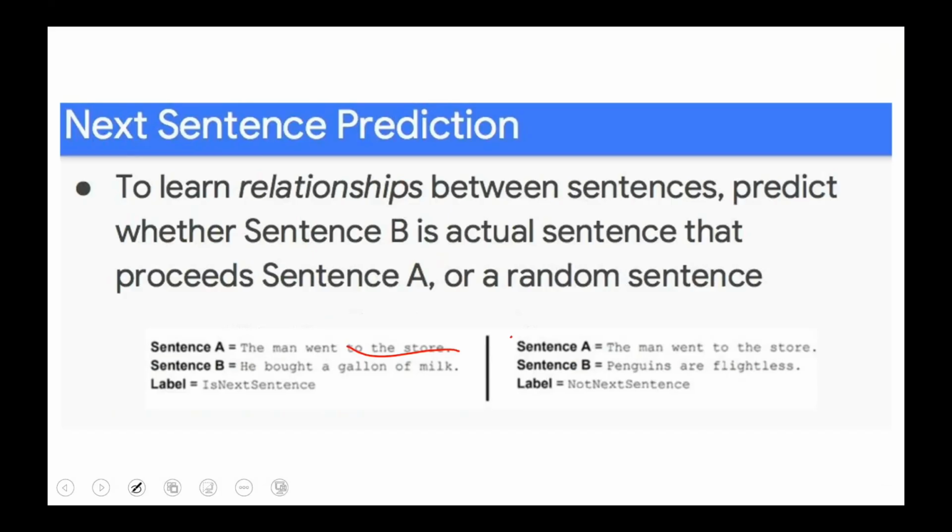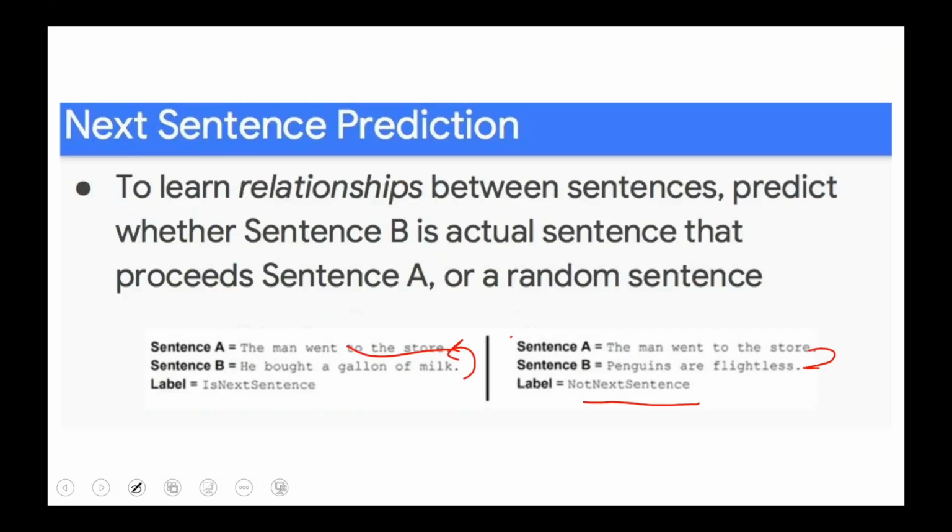The man went to the store. Penguins are flightless. Now these two sentences don't have any relationship amongst themselves. They are not at all related to each other. So I'll simply say not next sentence. So he bought a gallon of milk can be the next sentence of he went to the store. But penguins are flightless cannot be the next sentence for the man went to the store. Are you getting my point here?